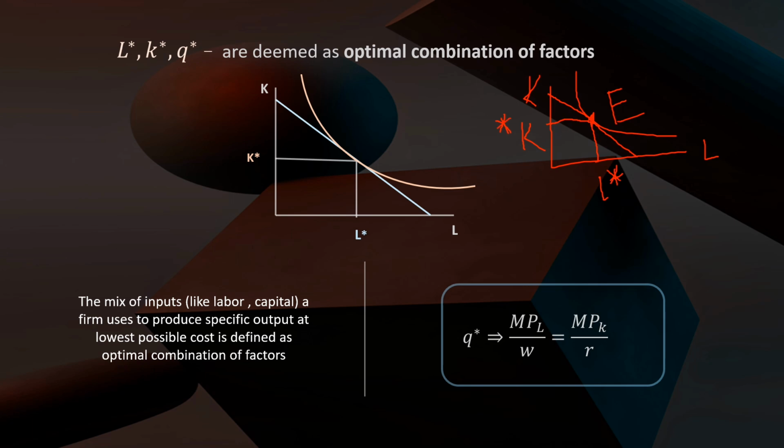That is the best case scenario, in other words. That is the mix of inputs that a firm uses to produce a specific output, our desired output, while still adhering to the cost line, at the lowest possible cost that a company or firm can employ. This is basically the optimal combination of factors. That is, by employing L star and K star, we will get max output, that is Q star, which basically says that we will get max profits.